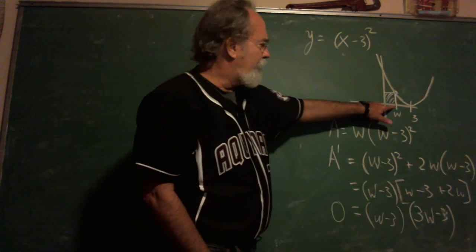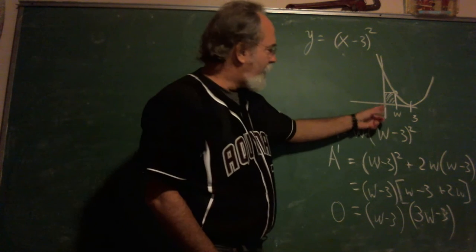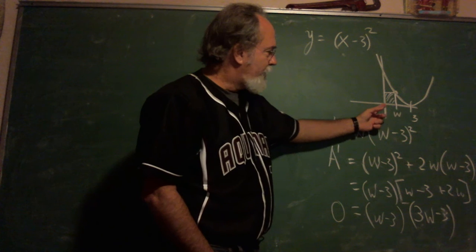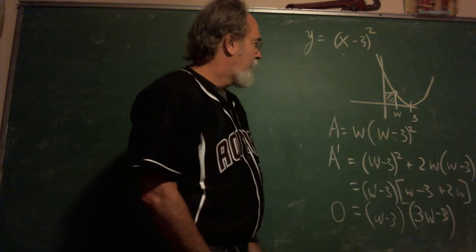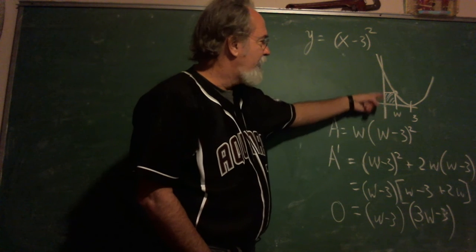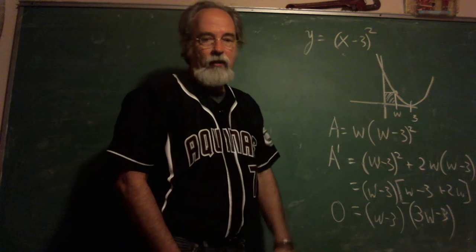The area is going to be this distance, which let's just keep calling it W. It's a good name, because notice you're measuring from the origin. So this distance will be the same as its coordinate. And then the height of it is just from W up to the curve. Well, that's W minus 3 squared.